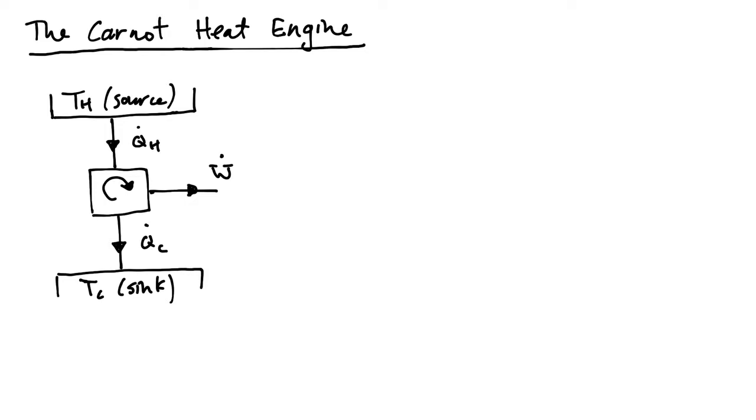In this video, we're going to be looking at what's called the Carnot heat engine, which is essentially a two-temperature heat engine, as we've shown here in our typical black box representation. And what makes it a Carnot heat engine is that it is the ideal heat engine that has the best possible thermal efficiency.